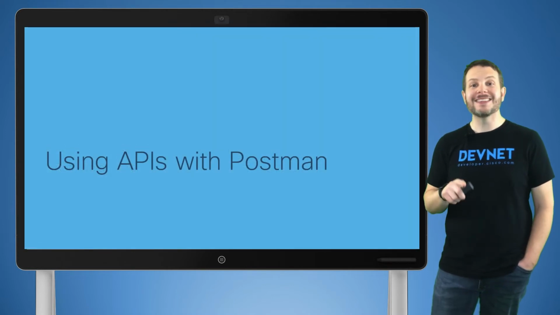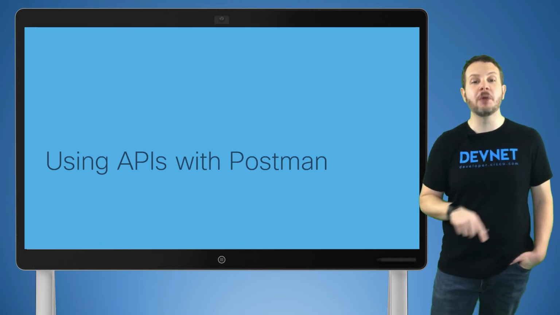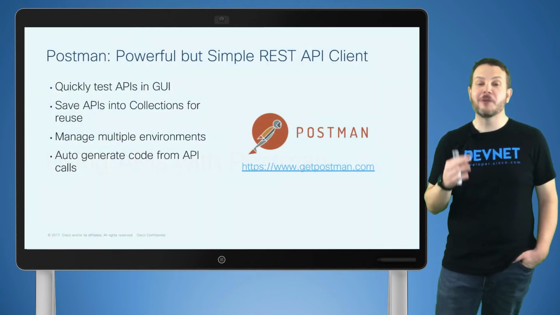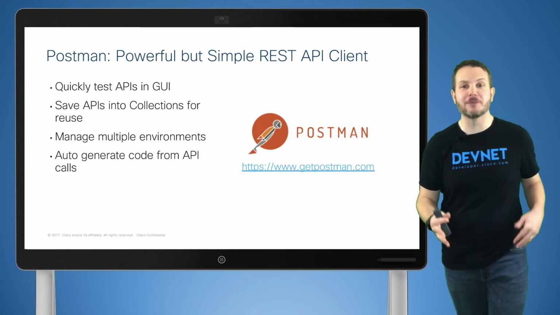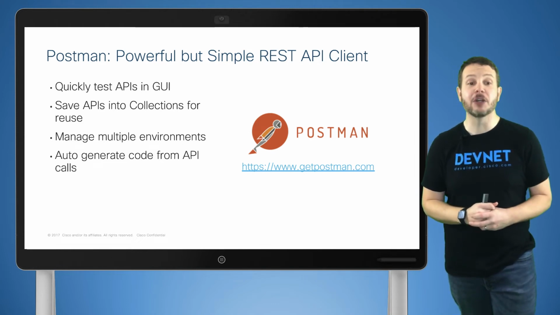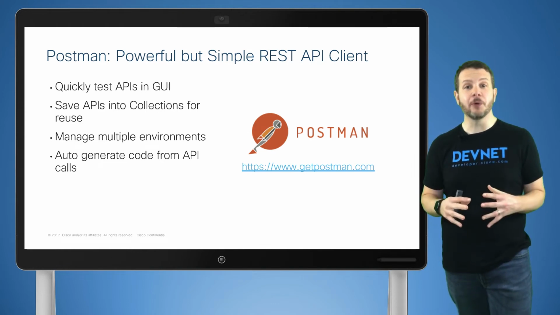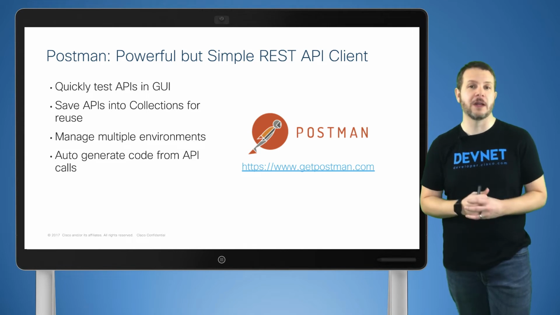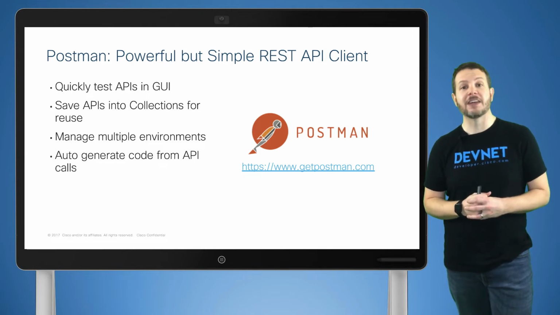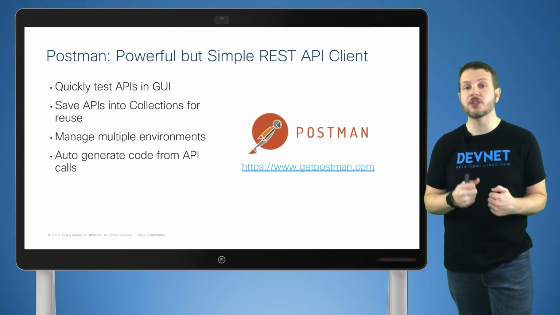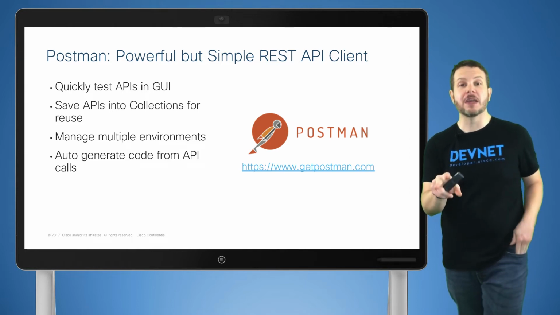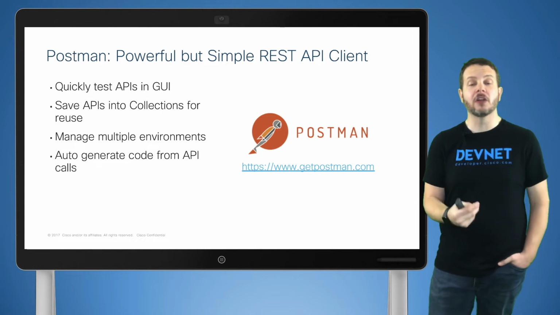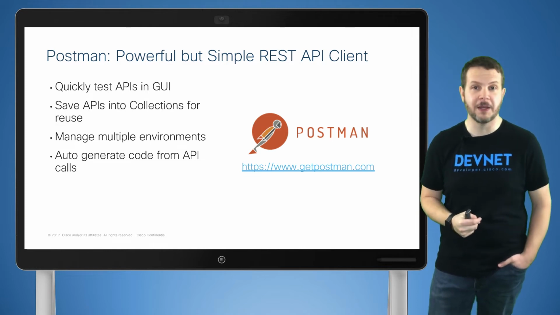Now enough of the docs, let's actually see this in action using Postman. If you've gone through any of the API videos, I'm sure you've heard me talk about Postman. I'm a huge fan. It's a simple but also very powerful REST API client. It allows us to quickly test our APIs and make sure we understand how to take advantage of and use them. We can save those APIs into collections, building a full collection of your Cisco DNA Center APIs.